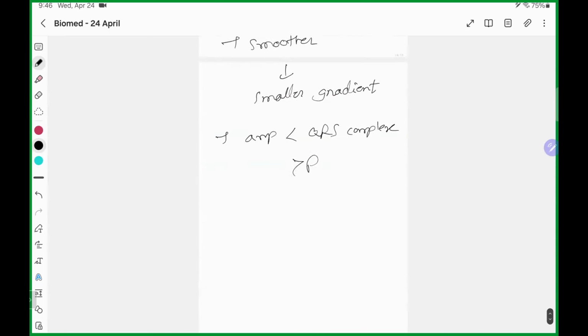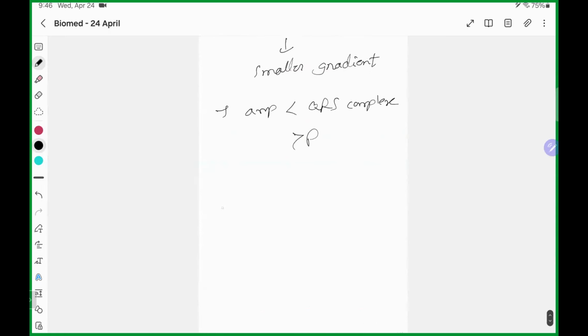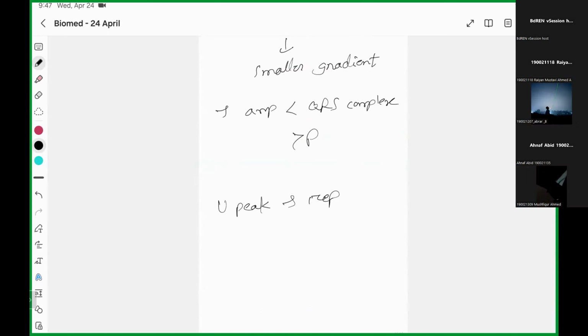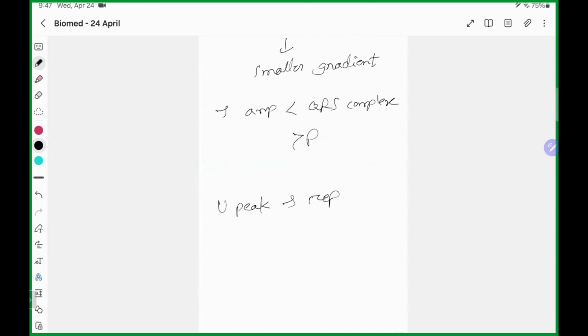And the T wave is followed by the U peak. This is also the repolarization step, but sometimes it is not considered. It is not always considered a standard. So normally PQRST is considered the standard approach. Okay. Any question so far? Any question?